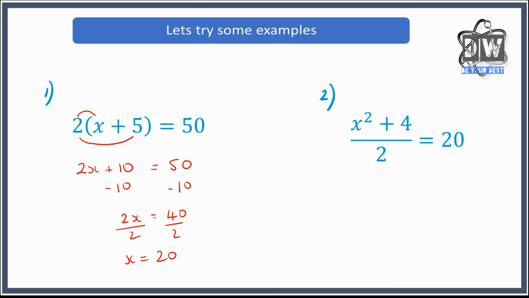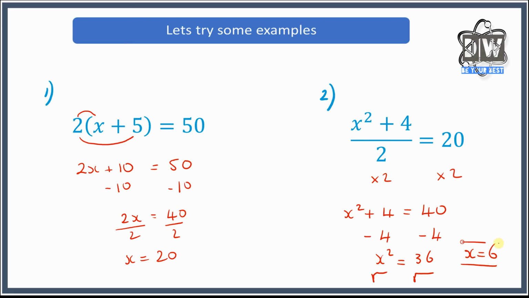Now the next one you may have struggled with, and I'm guessing because again I'm throwing a little bit of a curveball in there, but it's nothing to worry about. You just do what you know you can do. So the first step is to times both sides by 2. So we end up with x squared plus 4 equals 40. So now what we do is we subtract 4 away from both sides. And now we're left with x squared equals 36. So you tell me how I get this last little bit. I hope you'll tell me to square root. So what's the square root of 36? That's 6. So x equals 6.